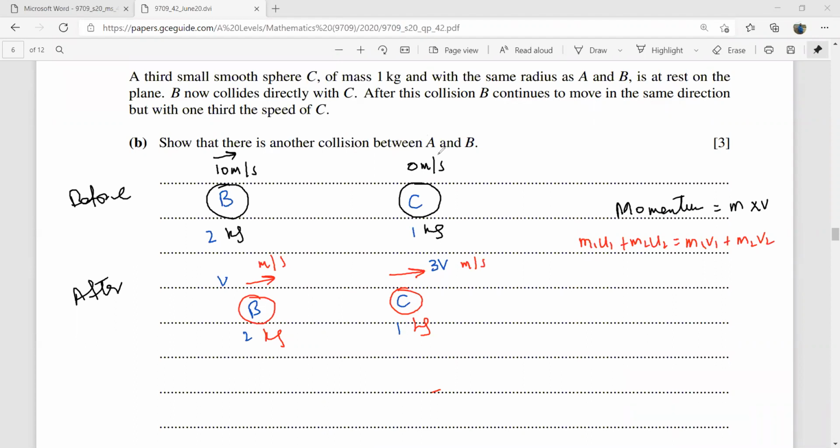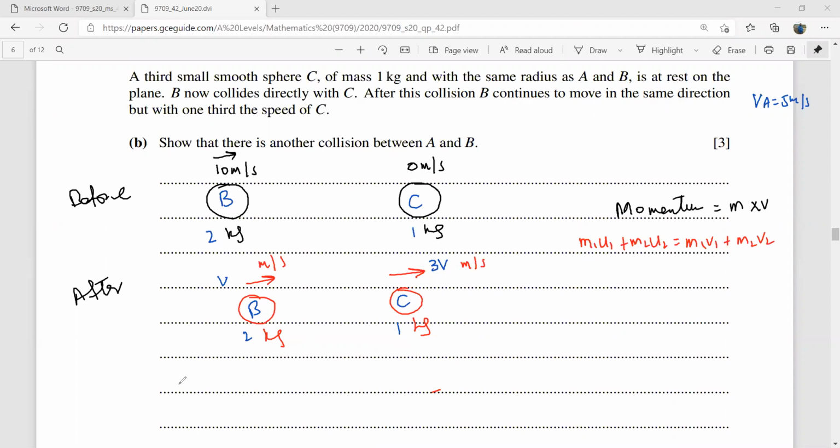Now, to prove that there is another collision between A and B, remember what is the speed of A right now? 5, okay. So just keep that in your mind that A is moving at a speed of 5 meter per second. How can a third collision be possible? Exactly. So if VA is greater than VB after this collision, then it means that they are going to collide for the third time. Okay, so let's find what happens after this collision.